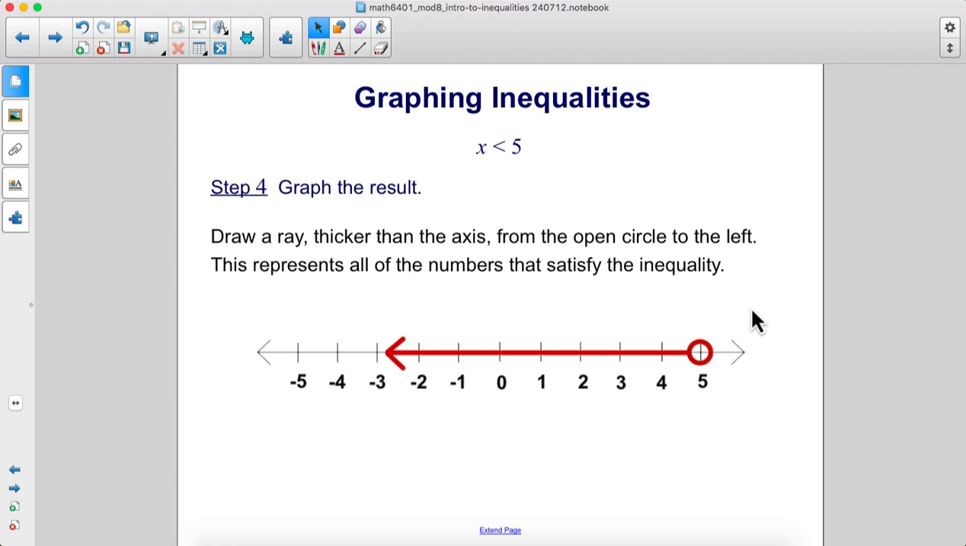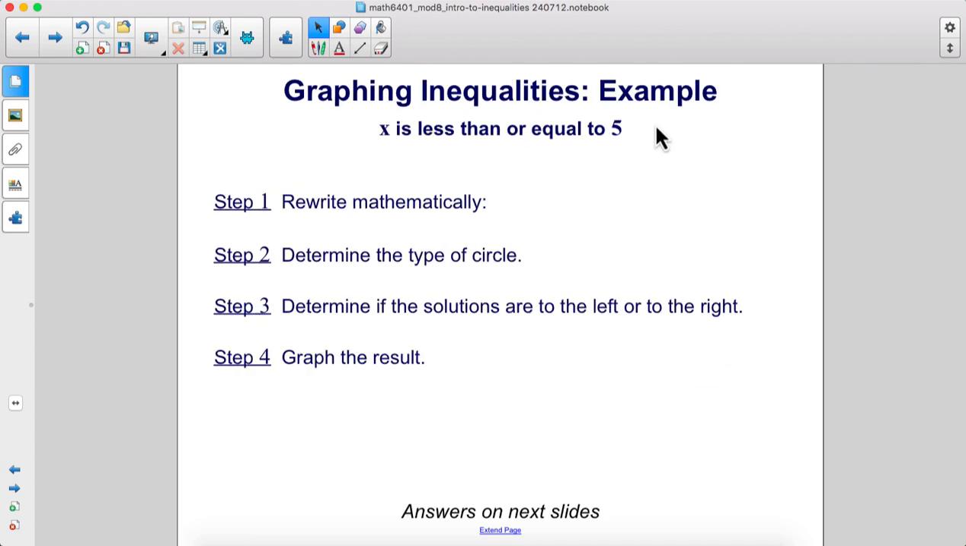Step 4. Graph the result. Draw a ray thicker than the axis from the open circle to the left. This represents all of the numbers that satisfy the inequality. Here's another example. X is less than or equal to 5. Here are the steps you'll take. Rewrite mathematically, determine the type of circle, determine if the solutions are to the left or to the right, and then finally graph the result.